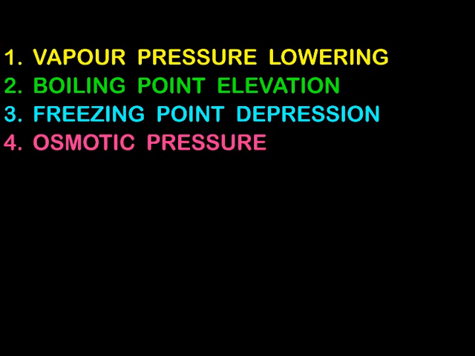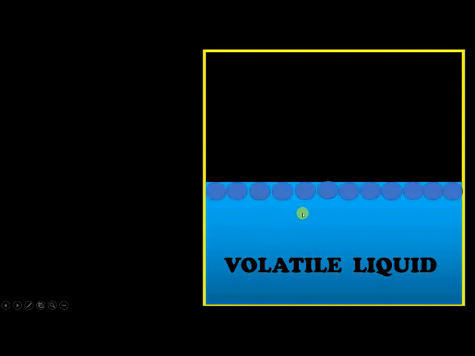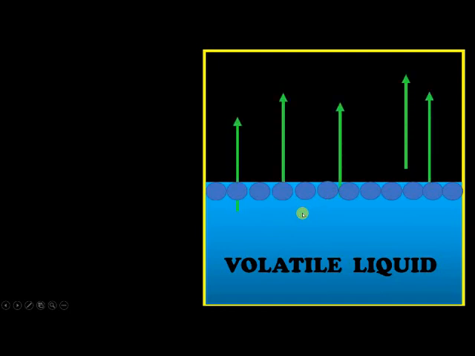Clear with this? Now to understand what vapor pressure lowering is, you must first understand what vapor pressure is. So for that let us consider a closed container over here, and in this closed container I am going to take a volatile liquid. Now why have I taken a volatile liquid? Because the top layer molecules of the volatile liquid evaporate even at room temperature. And as we all know, when liquid evaporates, it is going to form vapors.